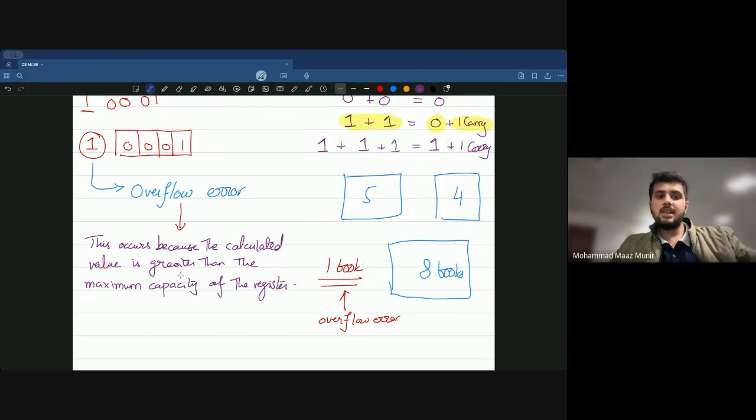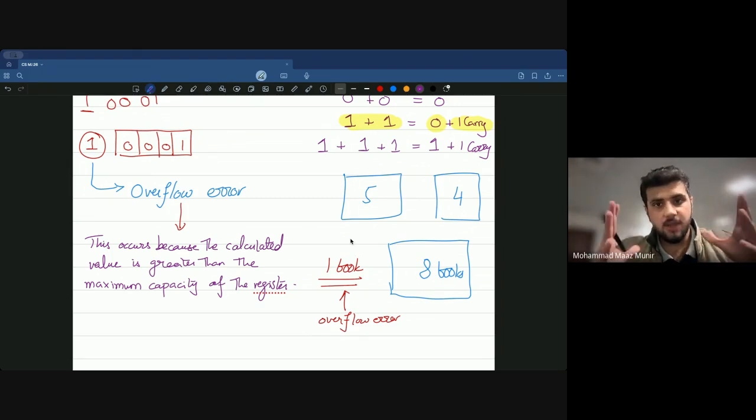So what we did was we calculated it and we saw that we could only keep 8 books, but now we have 9 books. Now where will that one book go? We cannot store it. We don't have space for it. So that one book basically causes an overflow error. So you should be aware of it. In the exam, they might ask what error occurred.